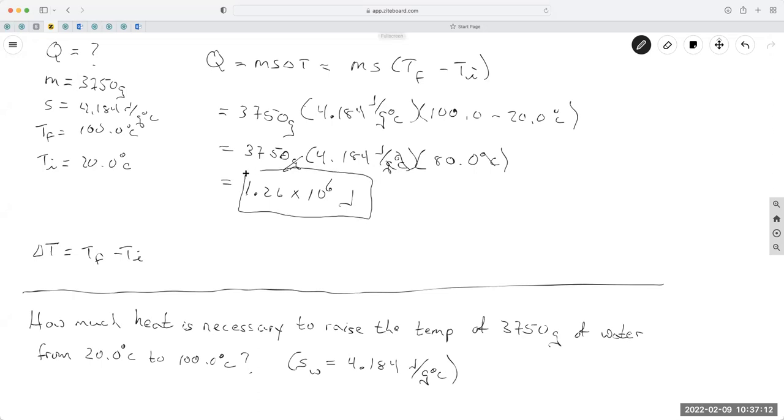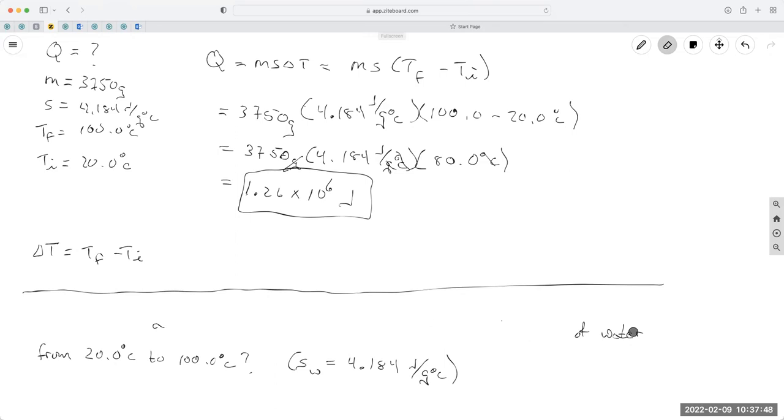How did you enter this in your calculator? I literally went 3,750 times 4.184 times 80. Okay. Wait, so for the canceling out, the grams cancel out the other grams and the Celsius cancels out the other Celsius? Degrees C cancel as well because degree C is in the denominator and it's in the numerator here. And so I get joules, which is good because Q should be in joules. Oh, okay.